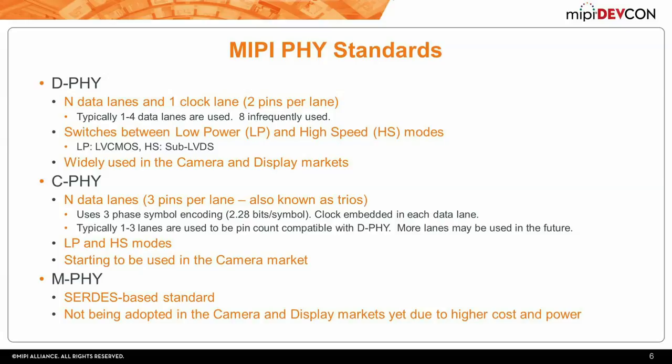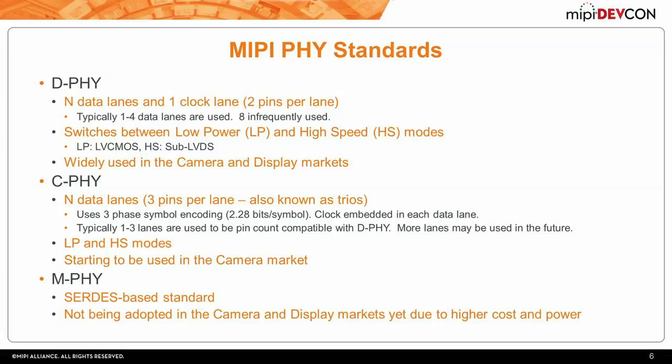To convert the number of bits per second to symbols per second, you have a multiplier of 2.28. So the code enables you to communicate more data at lower transition rate. The C-PHY uses the same low power operation as the D-PHY. It is intended to use the same pins as the D-PHY and provide an easy transition between the D-PHY and C-PHY. Right now, most of the use is in camera, and we see increased adoption there.